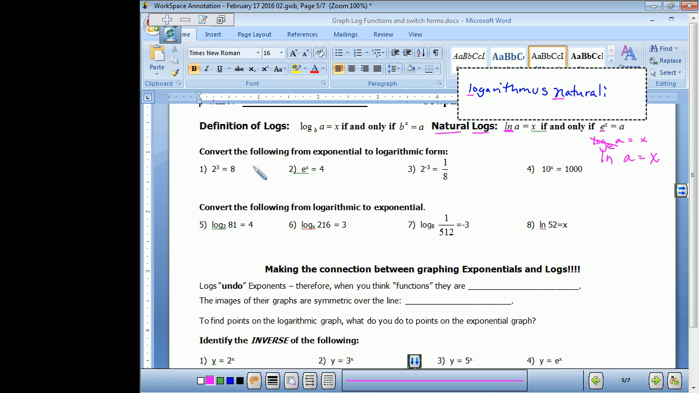Okay. So let's try 1, 2, 3, and 4. You're just switching from exponential to logarithmic form of these equations. Give it a try. Let me know if you have questions.